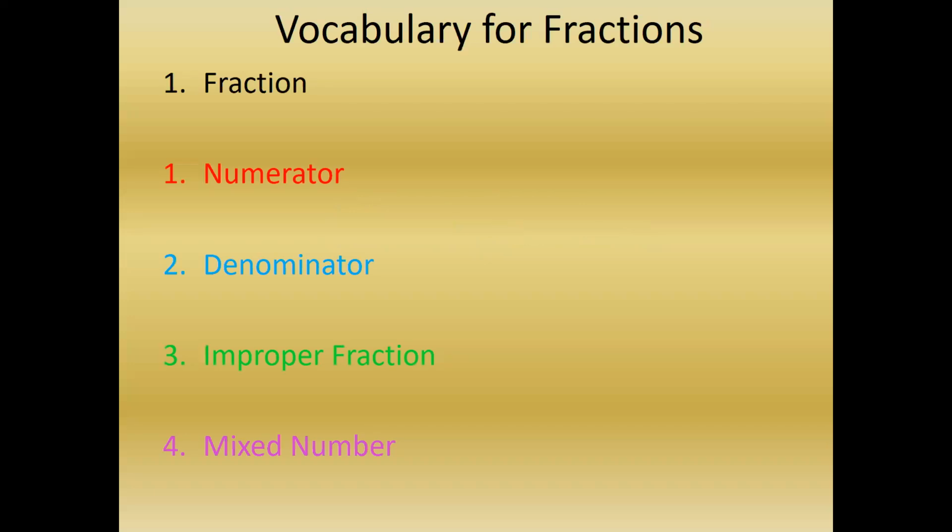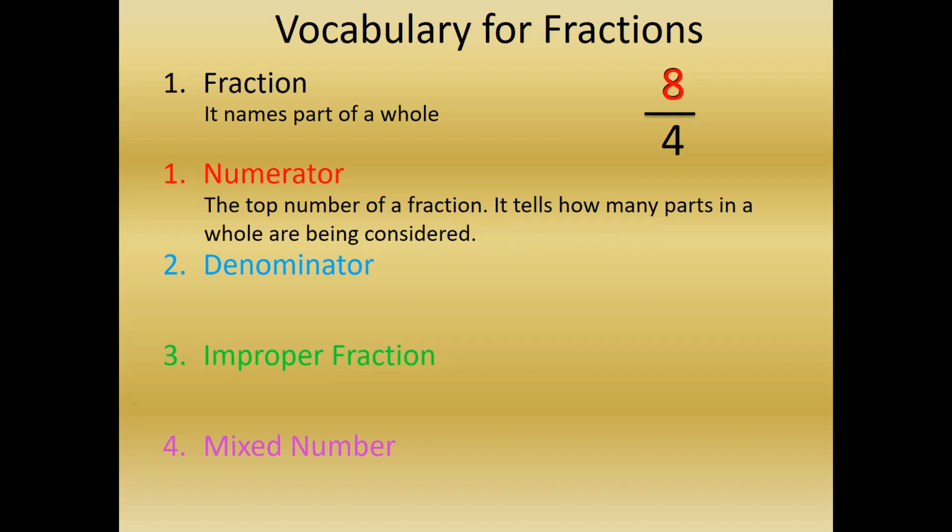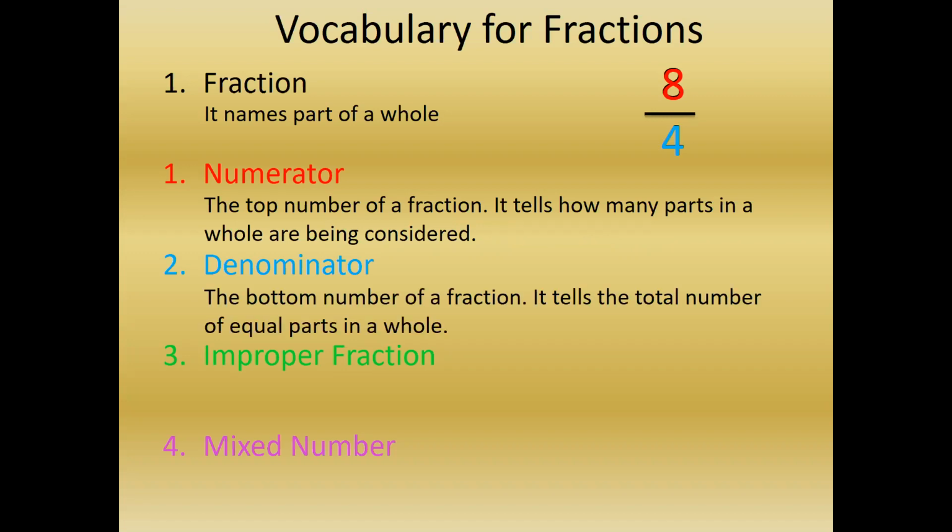So we're going to go over some vocabulary again for fractions. Today we have two new words. So we have fraction, which names a part of a whole. 8/4 is a fraction. Numerator is the top number of a fraction. It tells how many parts in a whole are being considered. So 8 in 8/4 is the numerator. The denominator is the bottom number of a fraction. It tells the total number of equal parts in a whole. So 4 in 8/4 is the denominator.